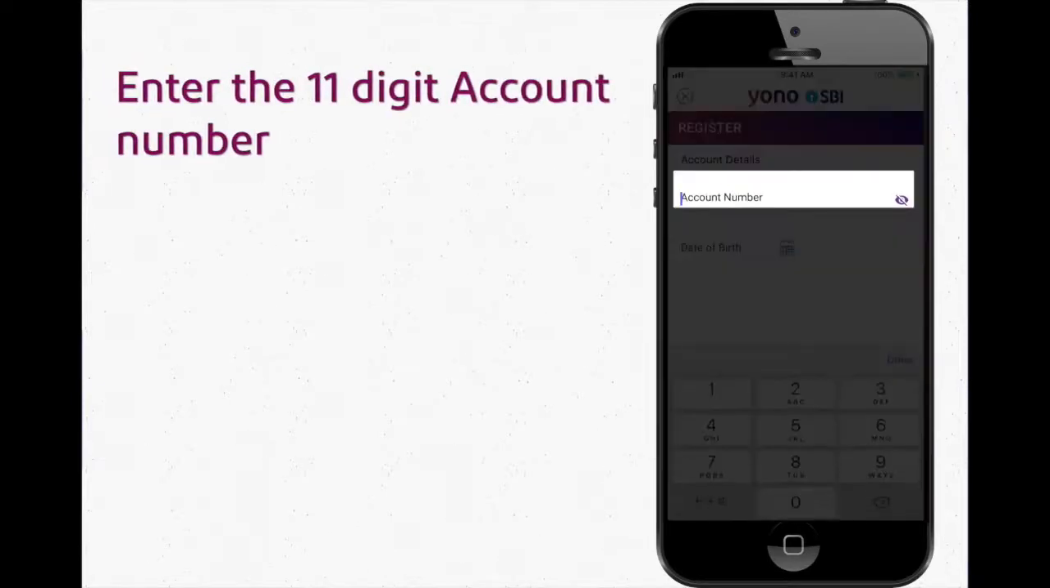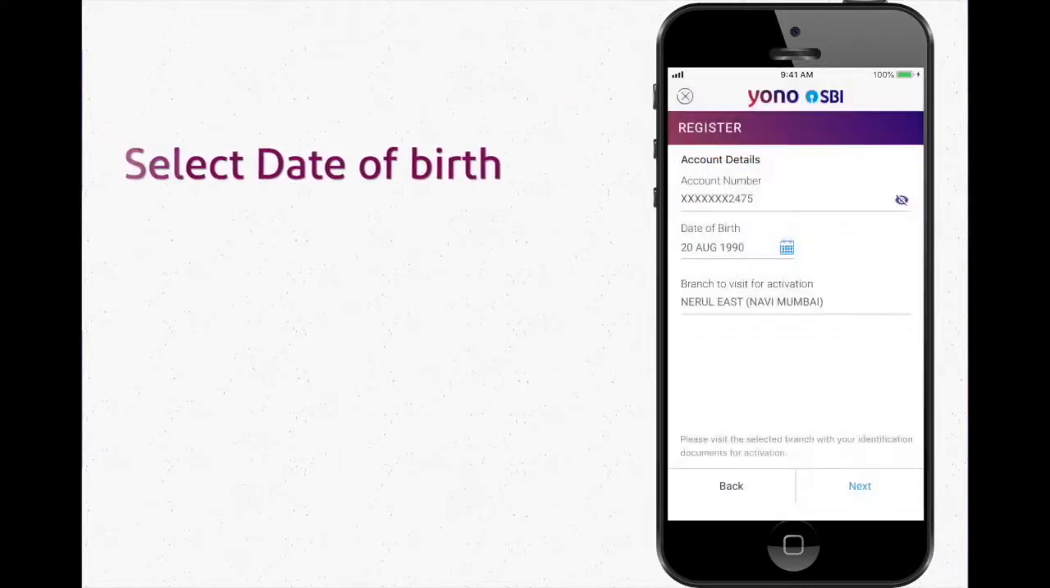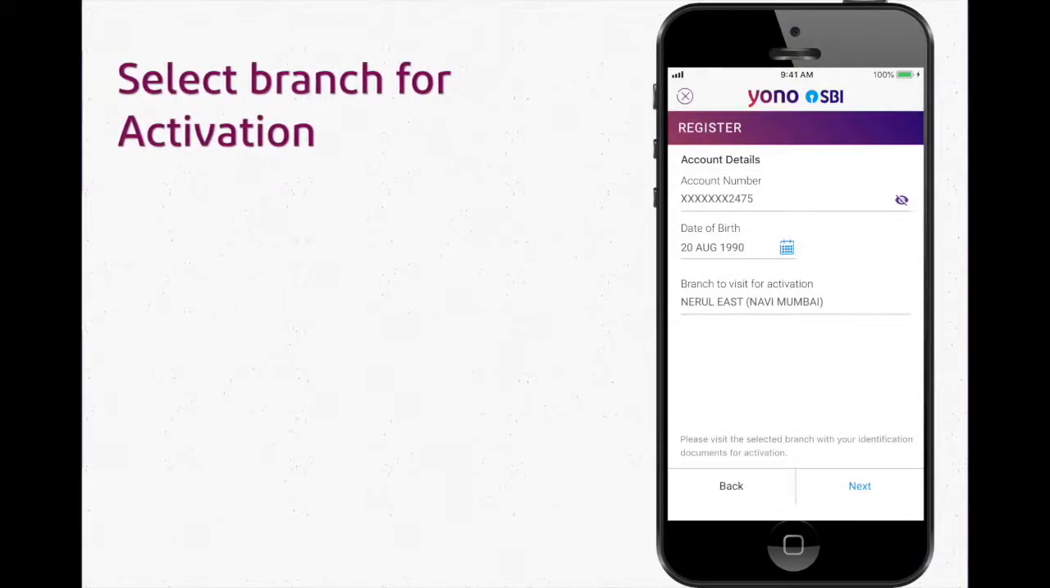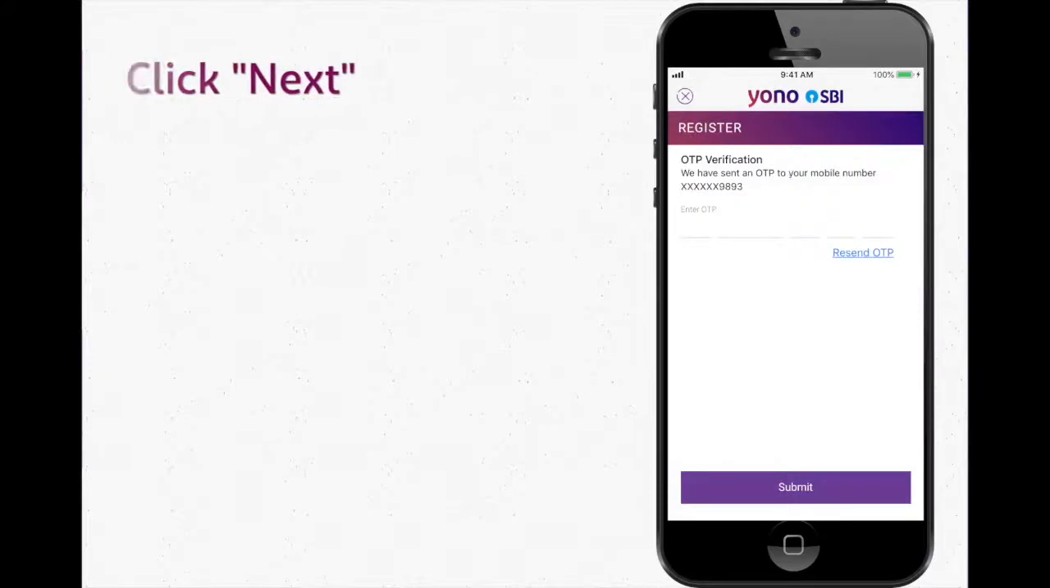In the first screen, enter the account details such as account number, followed by date of birth. By default, your home branch will be selected. You may select any branch as per your convenience. After entering the details, click on Next.